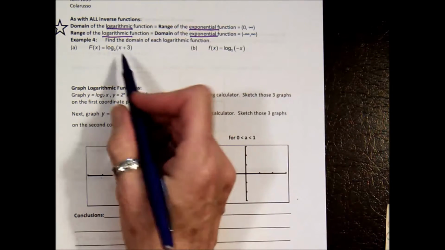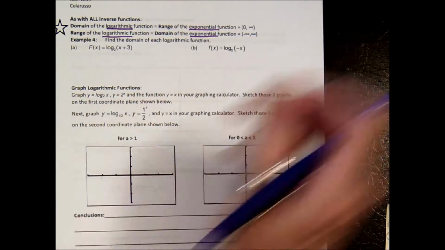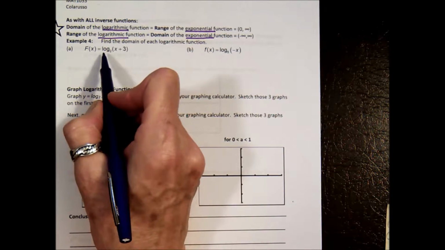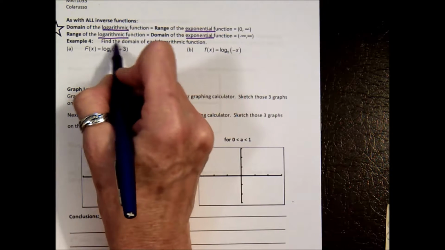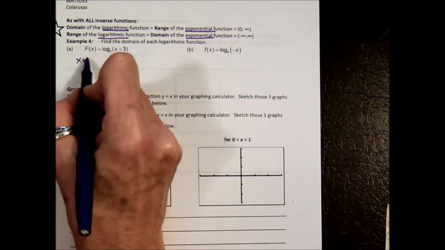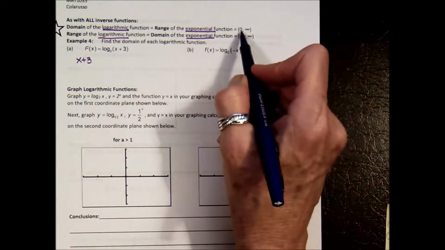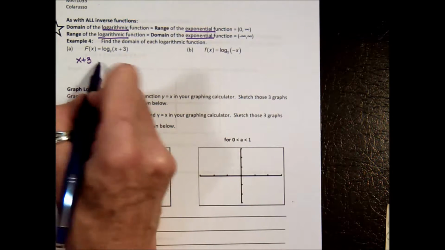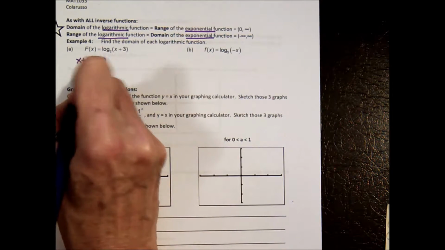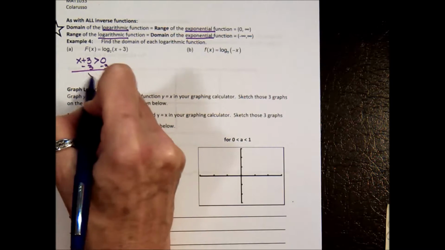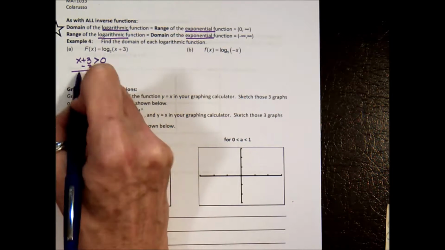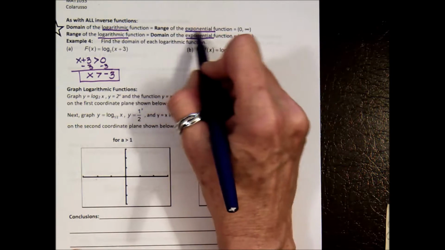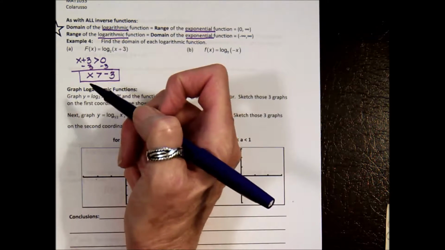So it says here, find the domain of each logarithmic function. So let's use that knowledge to find the domain of this log. I know that what I'm taking the log of, x plus 3, its domain is the same thing as the range of the exponential, which is 0 to infinity. So x plus 3 must be greater than 0. I can solve that by subtracting a 3, and I know that x must be greater than negative 3. And the reason is right here again, because the range of the exponential is 0 to infinity, and that's the same thing as the domain of the log.